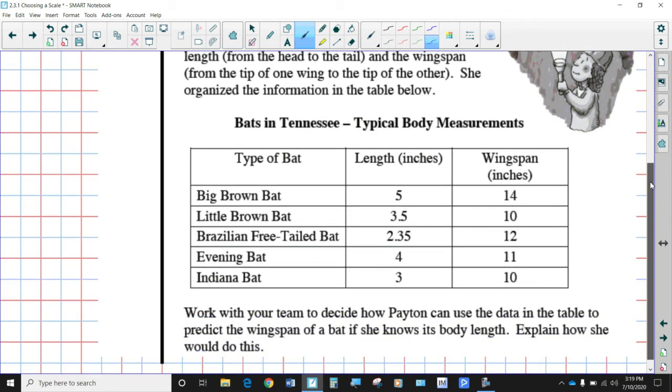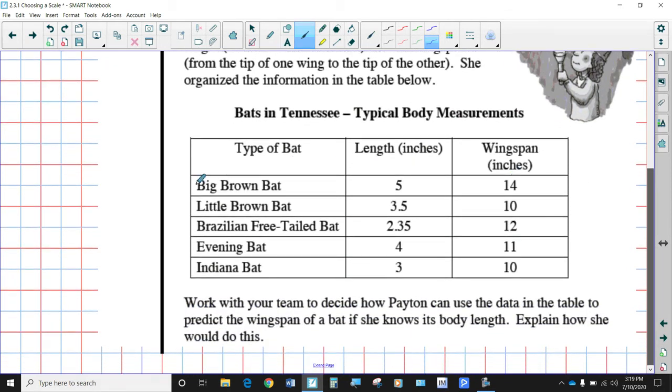So here is the data, and you should copy this entire table down. Do not move forward until you've paused and created. It's got 3 columns, and it's got 6 rows. The top row are your labels, and you've got 5 different bats. Okay, so go ahead and get that copied in, and then I'll move to the next page. You can unpause when you're ready.